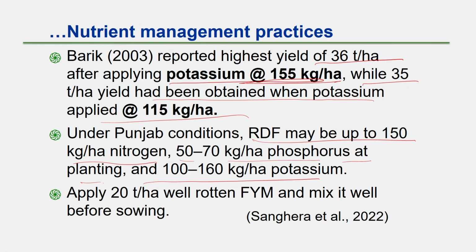These potassic or phosphatic fertilizers are to be applied basally. Apply 20 ton per hectare of well-rotten farmyard manure and mix it well before sowing. So, addition of manure is necessary to get the best results from fertilizer, because organic manure improves physical, chemical and biological properties of the soil.